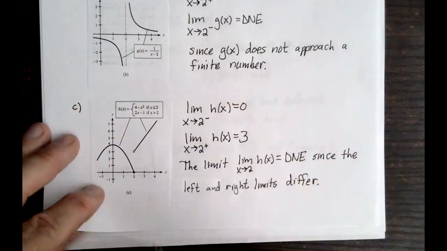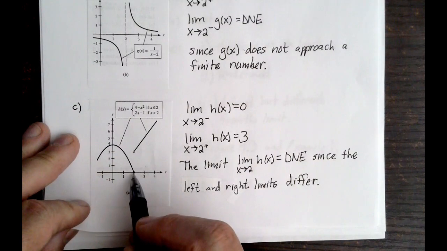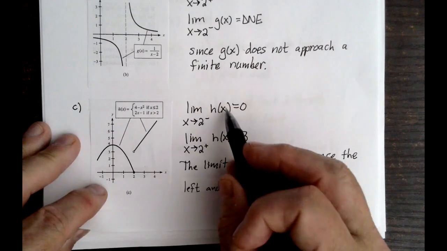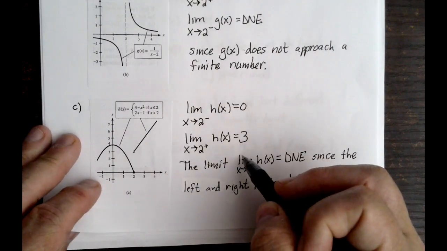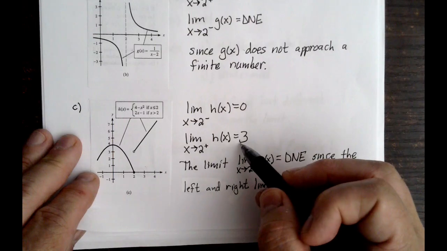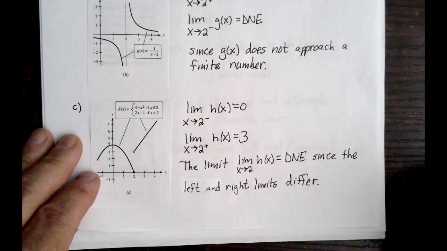All right, and then this one, this is a piecewise function. If you approach from the left, you get a finite number of 0. If you approach from the right, you get a finite number of 3. And the left and right-handed limits do exist. They do equal a finite number, but because they don't agree with the same number, then the limit itself at 2 does not exist.